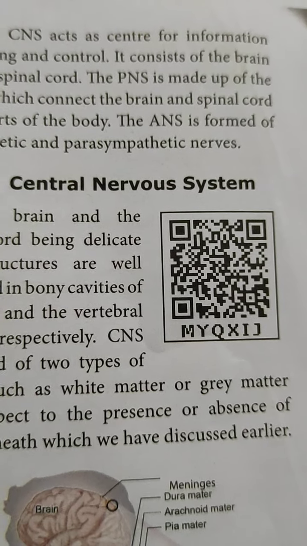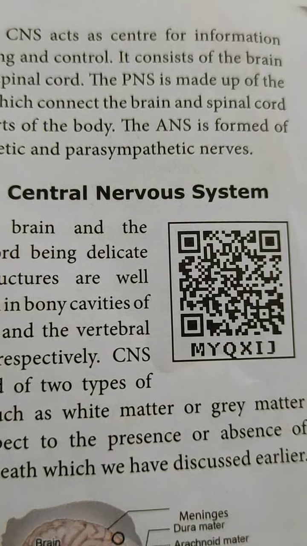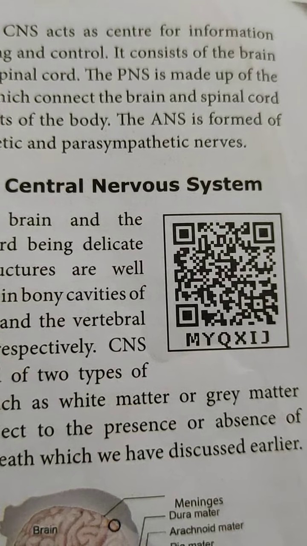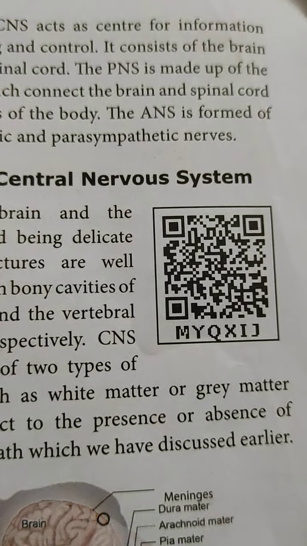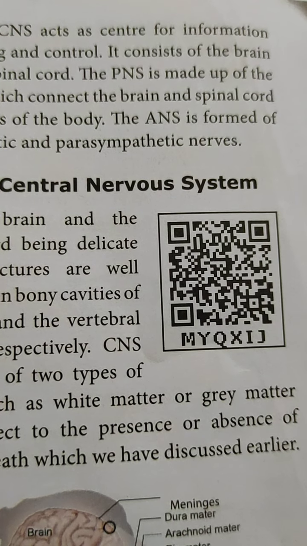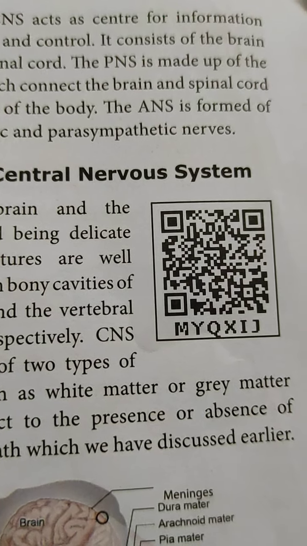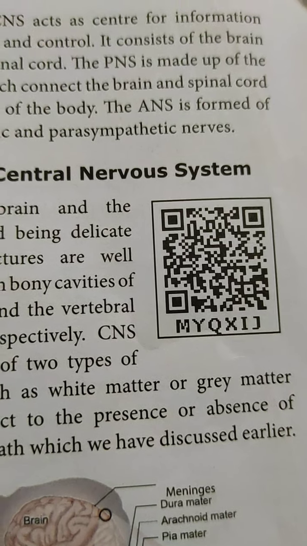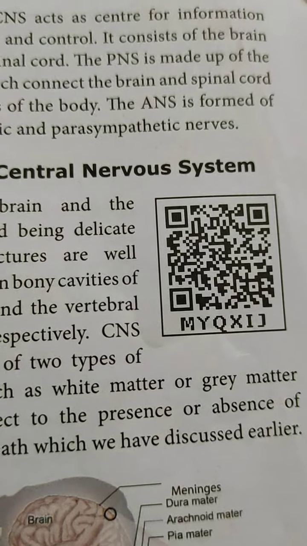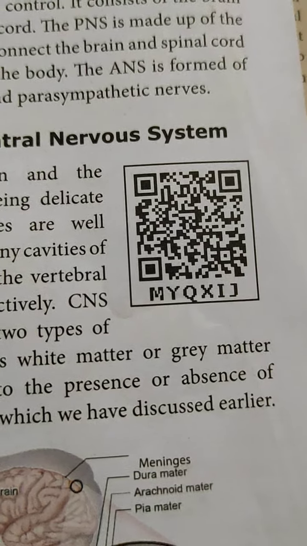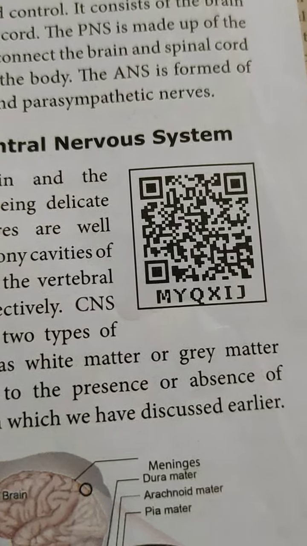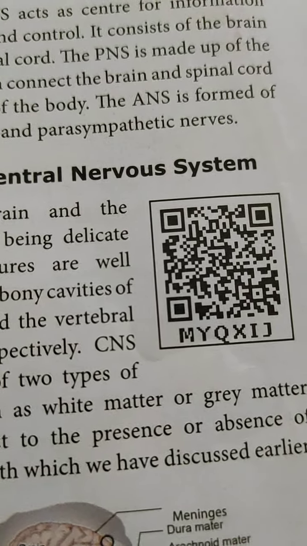So for all three different types of nervous system, we have told how they are made up and what their parts are. The central nervous system has two parts, brain and spinal cord, and the PNS or peripheral nervous system has the nerves which make contact between the brain and spinal cord and the other parts of the body. The third type, the ANS, is made up of two types of nerves, called the sympathetic and parasympathetic nerves. Till here.